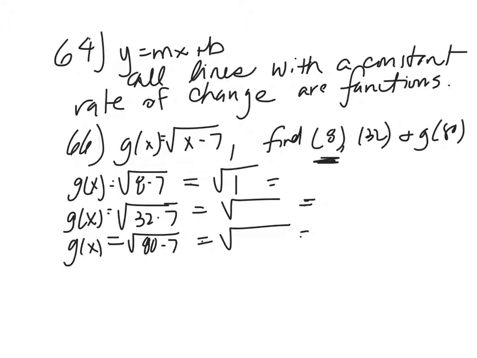Let's go to a new page to do 67. Number 67 says, solve the equation below and check each solution. A is 6 minus x minus 3 equals 10.